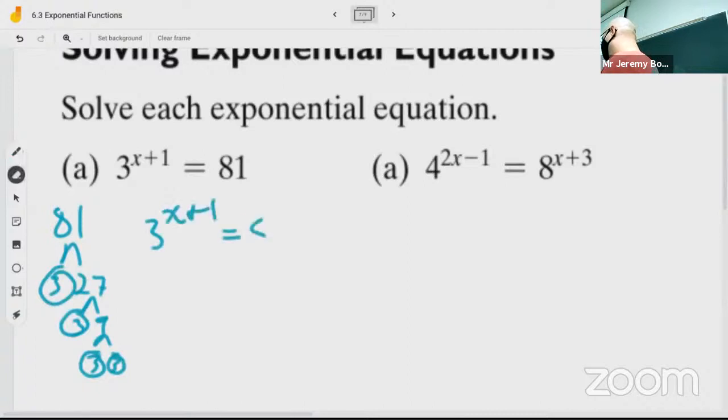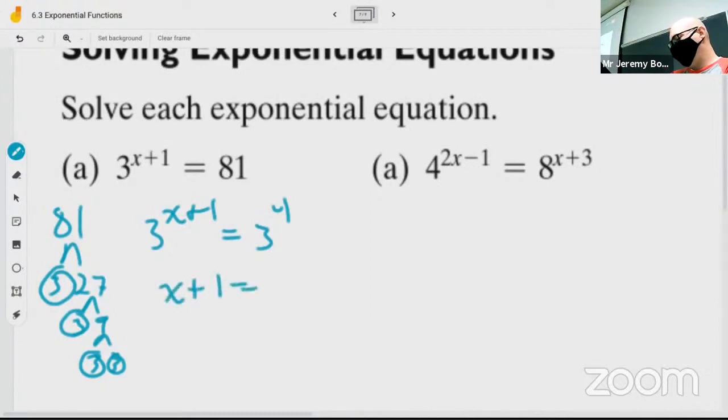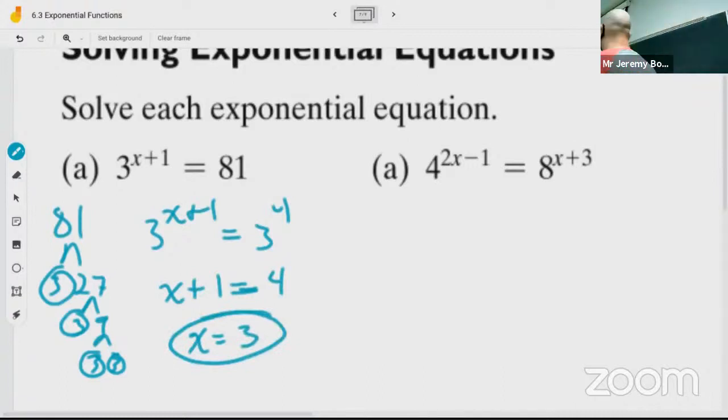So we have 3 to the x plus 1 equals 3 to the 4th. And so now since we have the same base, we know that those exponents need to equal each other. x plus 1 is equal to 4. And so x will equal 3. You can always plug it back in, check to make sure that it works out.